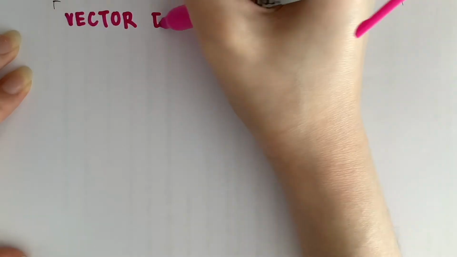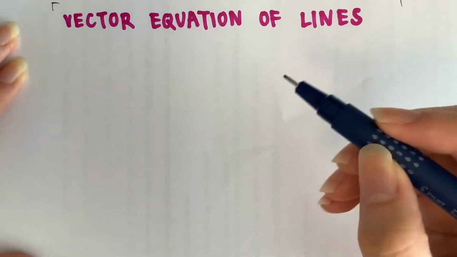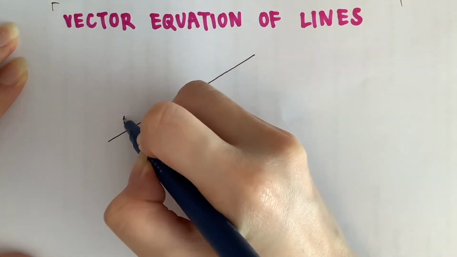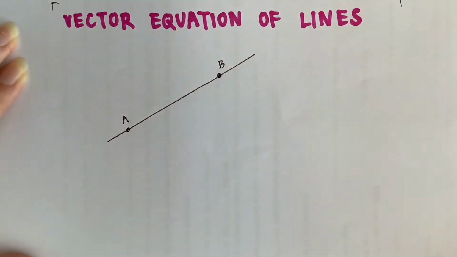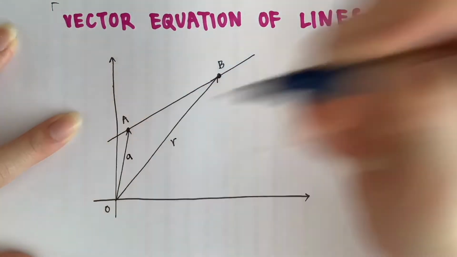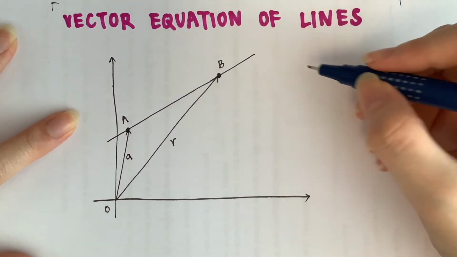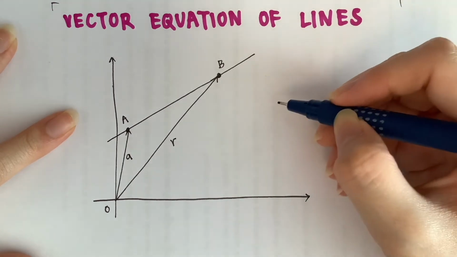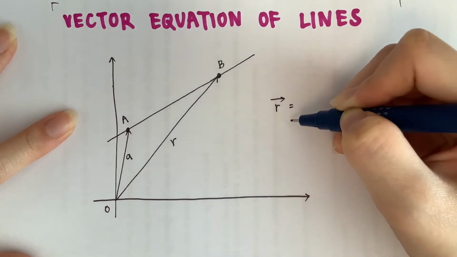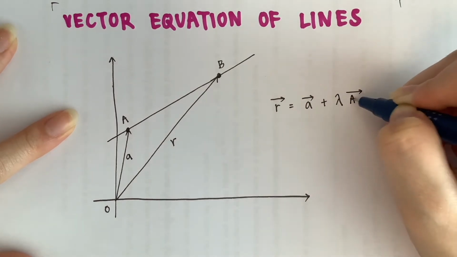Today we'll be explaining the vector equation of a straight line. So let's assume that this is the line that we want to express in terms of vectors. On this line, there are points A and B, each with position vectors A and B. Now it follows that since A and B are on this line, the direction vector is AB. Now with this line, the vector equation would be expressed as r equals a plus lambda AB.